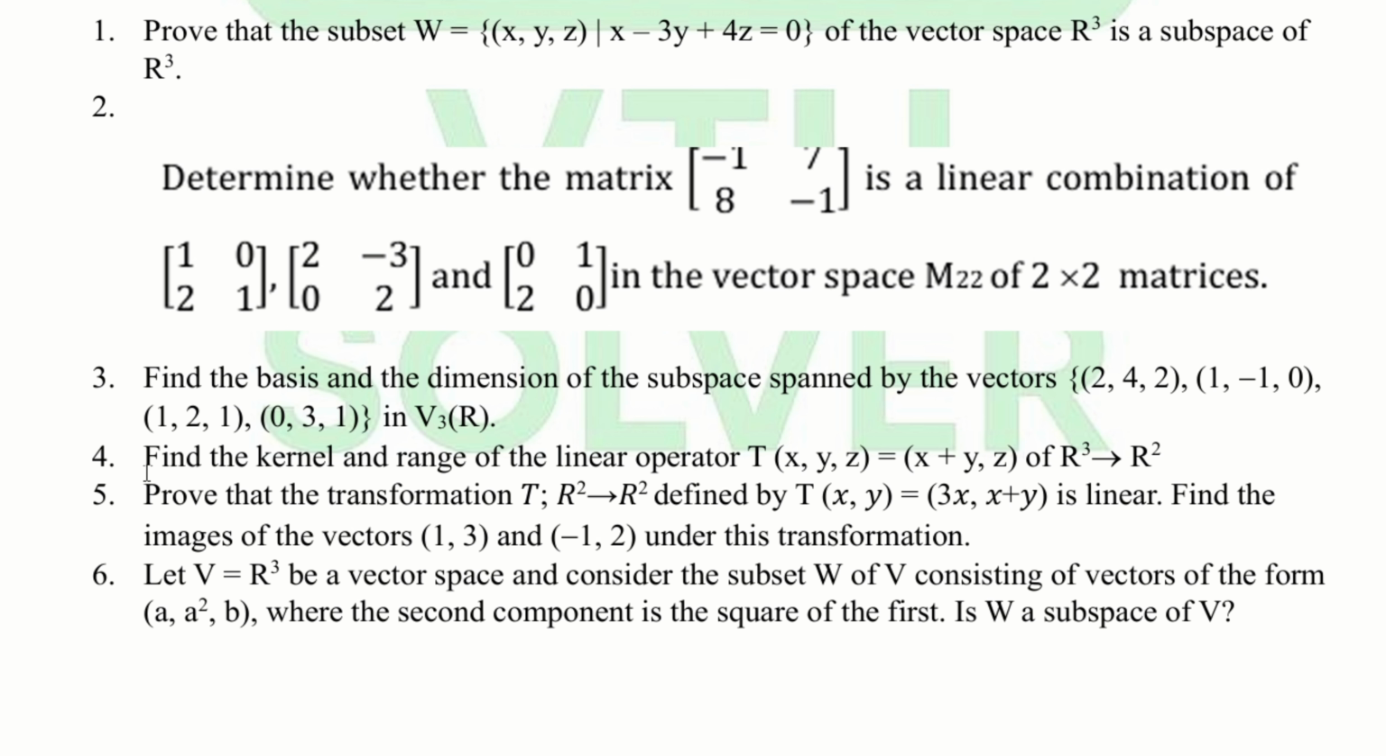And the fourth question is find the kernel and range of the linear operator T of x comma y comma z is equal to x plus y comma z from R power 3 to R square.